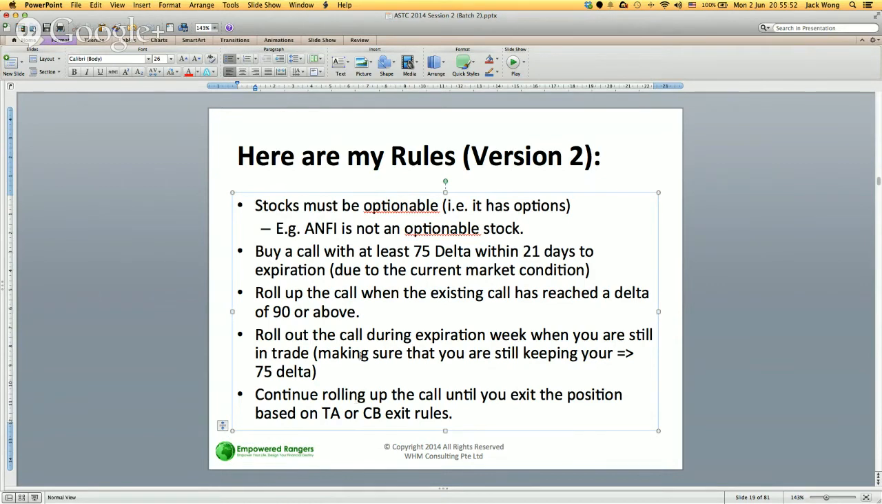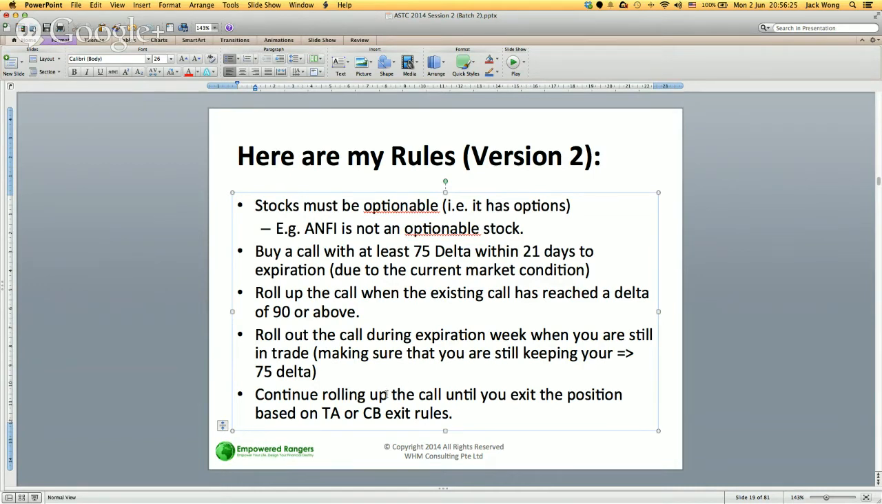We will also roll out the call option during the expiration week when we are still in the trade. But we have to make sure that by rolling out, we keep our option delta at 75 and above. The trade safe, the SAVE, happens to give you both roll up and roll out scenarios. So I found this example perfect for teaching purposes. We'll continue doing the roll up, roll out until the CB or TA exit rule happens.